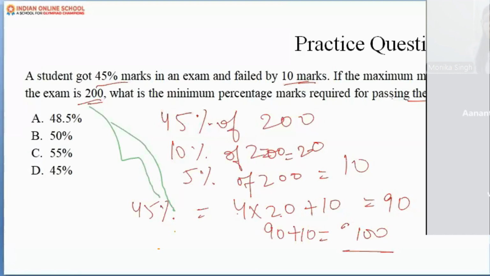Now we have to find out the percentage marks. 100 marks should be obtained for passing. And what will be the percentage? 100 upon total marks into 100. What we get? 50%. So 50% marks are the required marks for passing the exam. Okay, everyone?